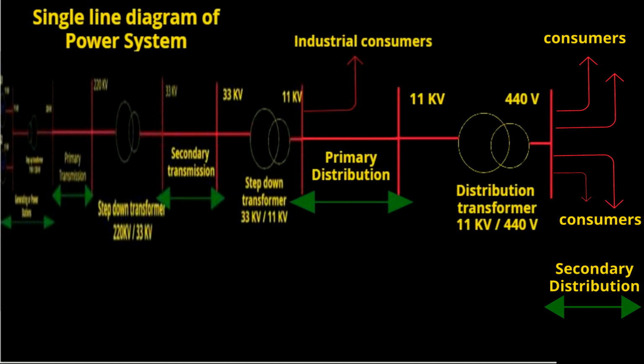This is overall single line diagram of power system from generation to transmission and transmission to the distribution, where we can notice that the high voltages are in the side of the transmission, which gradually decrease when you come across to the distribution side or consumer end.